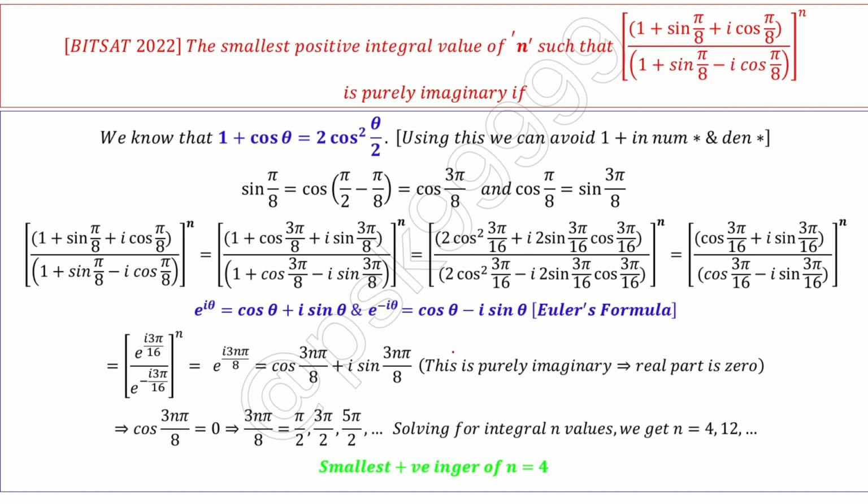So this is one way. What I will do is, first, sin pi by 8 I will write as cos of pi by 2 minus pi by 8. So sin pi by 8 is equal to cos of pi by 2 minus pi by 8, which is cos 3 pi by 8, and cos pi by 8 equals sin 3 pi by 8. You shall replace them.